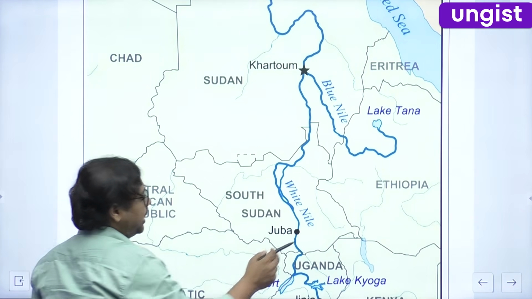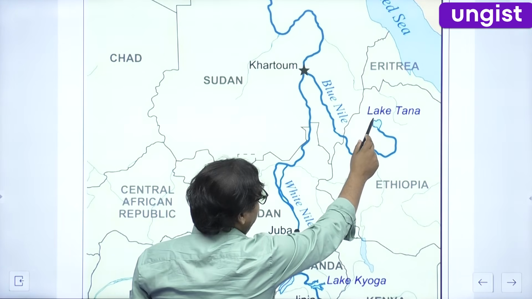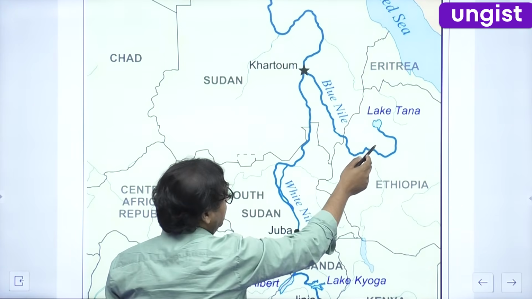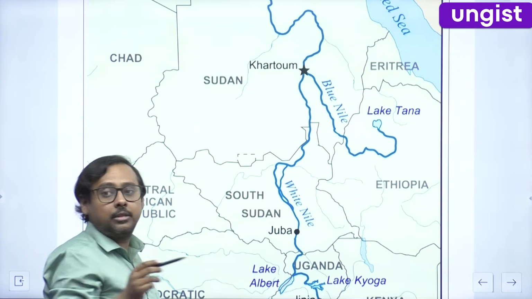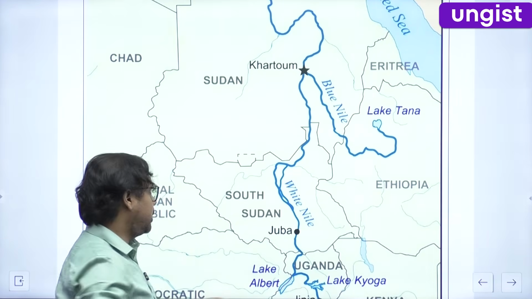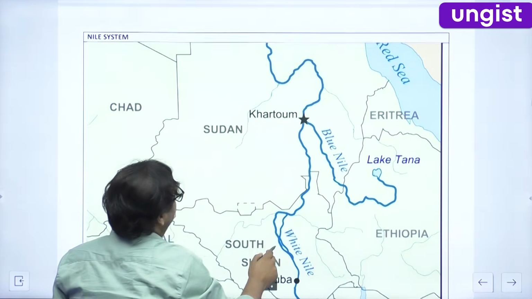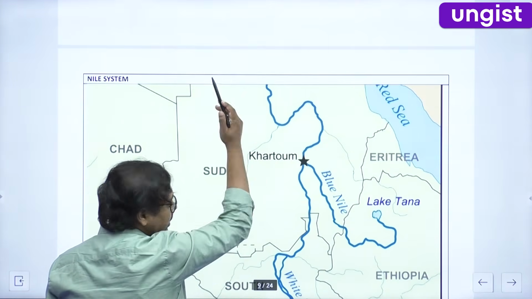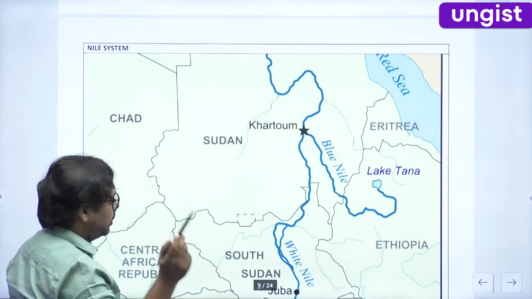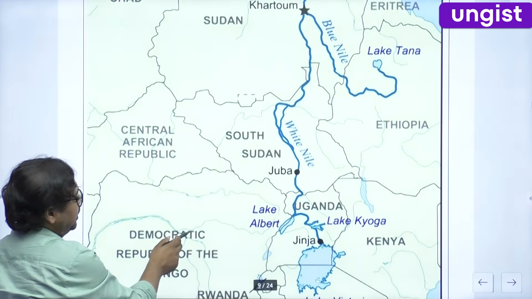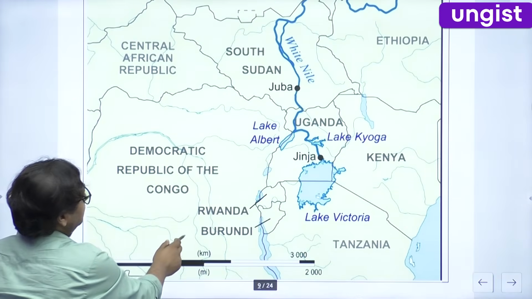So keep in mind that in Ethiopia we have Lake Tana. From Lake Tana, the Blue Nile originates, and the White Nile originates from which lake? Lake Victoria. Where do they meet? They meet at Khartoum, and obviously from here it goes to Egypt, right? Now there's another very important thing we'll discuss regarding Ethiopia.